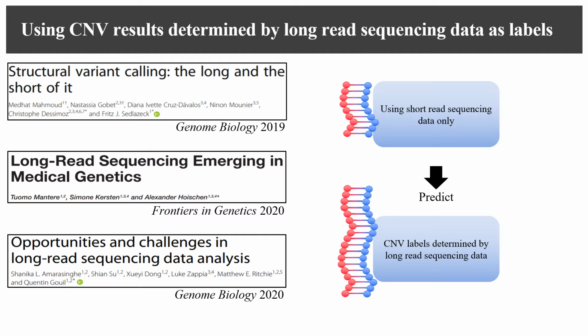In our study, we want to use copy number variation results performed by long-read sequencing as label data and to develop a deep learning model to determine CNVs using short-read sequencing data only.